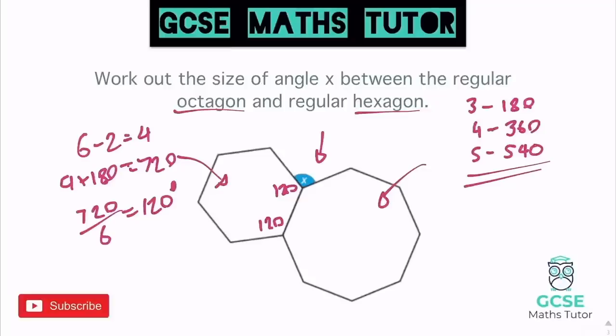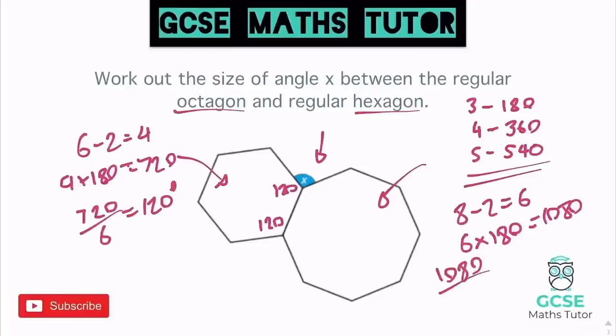So moving on to the octagon, same process: 8 sides, take away 2 is 6, and then times that by 180. There you go, and 6 times 180, which is okay if you have a calculator. If not, you just have to work that out, but 6 times 180 is 1080. And again, it's got 8 equal angles, so if we divide that by 8, 1080 divided by 8 gives us 135 degrees, and again, we can just label that all over the diagram.